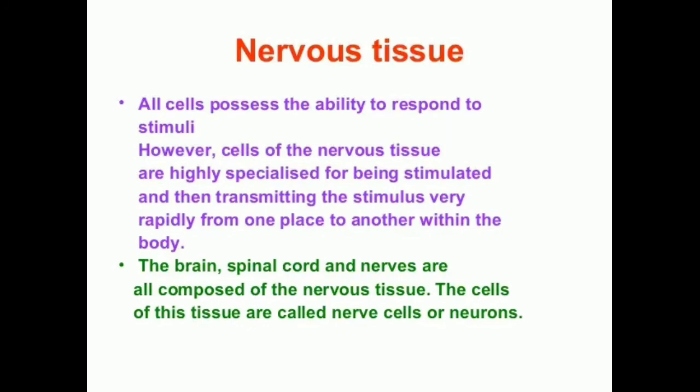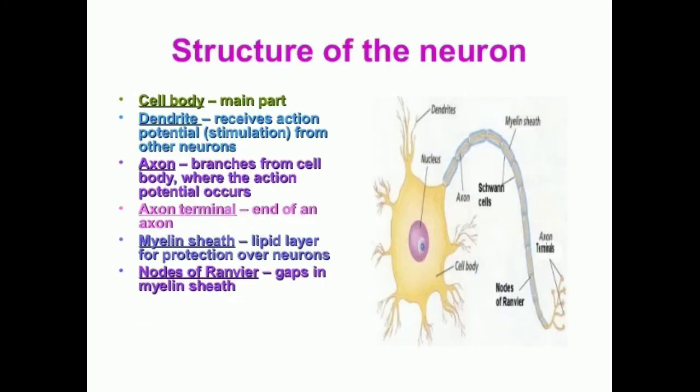And this nervous tissue consists of nerve cells, or they are called neurons. If you are looking at the structure of a neuron, that is a nerve cell, it has a cell body containing a nucleus and cytoplasm. From the cell body, there are some hair-like structures projecting outside. They are called dendrites, and there will be a long part from the cell body called the axon. The axon will end in nerve endings. The axon has a protective covering called a myelin sheath.